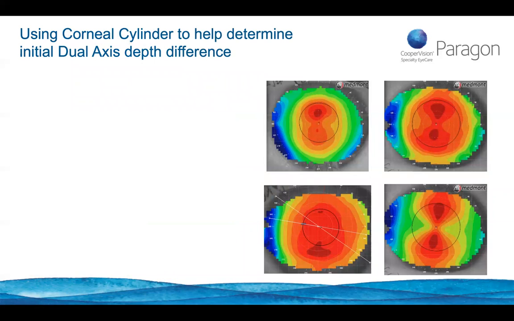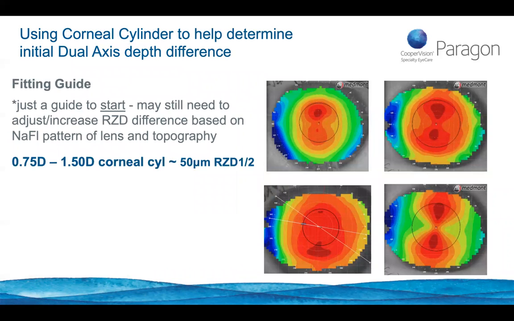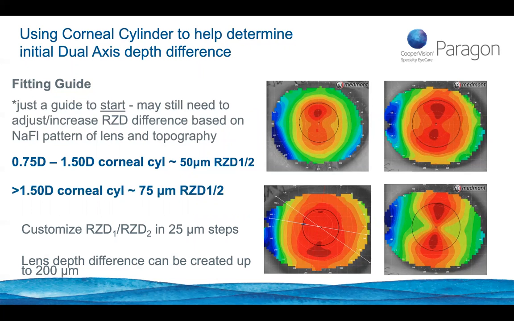So when should we use a CRT dual axis lens? I'd refer to the amount of toricity on the cornea. For corneas with 3/4 of a diopter or more difference between the flat and the steep K, we want to start off using a 50 micron depth difference lens between RZD1 and RZD2. For a cornea with greater than a diopter and a half of corneal toricity, you'd want to start with at least 75 microns of depth difference. You can customize CRT dual axis lenses in 25 micron steps between the RZD1 and RZD2, and lens depth differences can be created up to 200 microns.